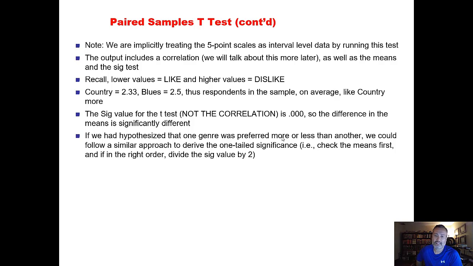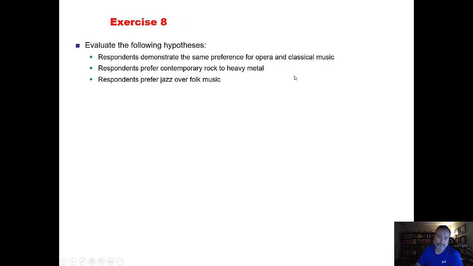Now, if we had hypothesized that one genre was preferred more or less than another, it's the one-tailed thing again, right? Same approach. Are the means in the right relation? And if they are, you find your two-tailed sig value and you divide it by 2. So we're ready for an exercise already. Let's move on to exercise 8.